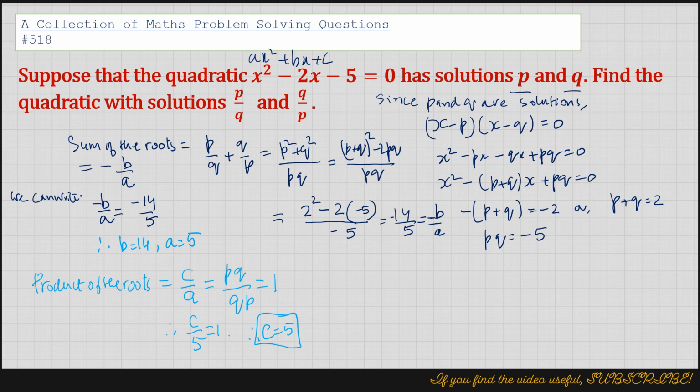So we know what a is, what b is, what c is, so therefore the required quadratic would equal, instead of a, we just substitute the values. We put in 5x squared plus 14x plus 5 equals 0. And that's the answer.